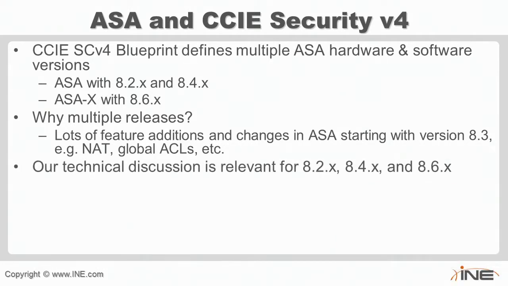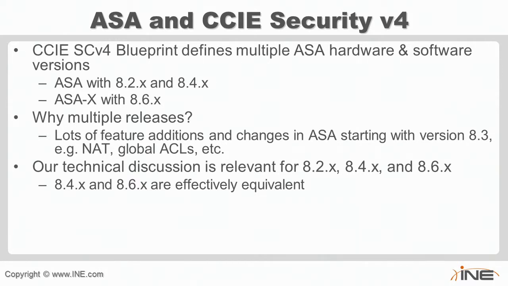Now, our particular technical discussion is going to be relevant to all of these versions. The vast majority of features have stayed the same between the releases, between 8.2, 8.4, and 8.6. Additionally, 8.4 and 8.6 are effectively equivalent. The main difference between them, though, is that 8.4 is for the regular ASAs, and 8.6 is for the ASA X, which is essentially just a newer hardware revision.